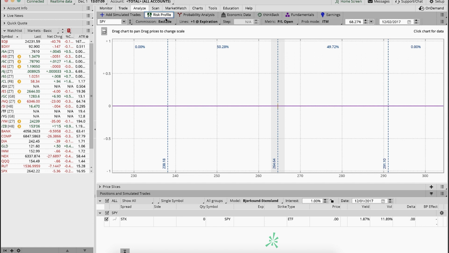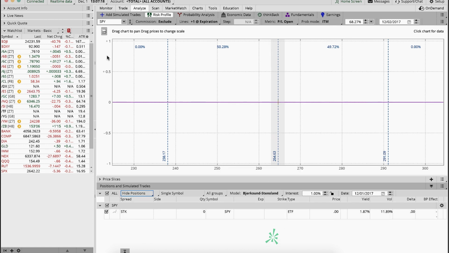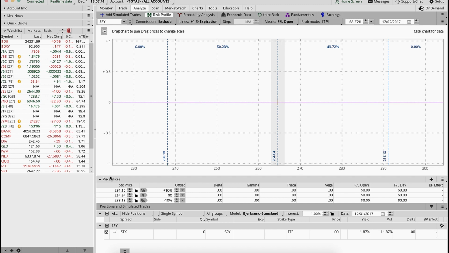Now when you pull up the risk profile, with no position down below added, all it has for us is nothing. It has a y-axis and it has an x-axis. It shows the current price of the stock right around 264.63, and you'll see some vertical dotted lines here above and below current price. These are what are known in this platform as price slices. So I'm going to click on this little triangle, this little arrow here, and drop that down.